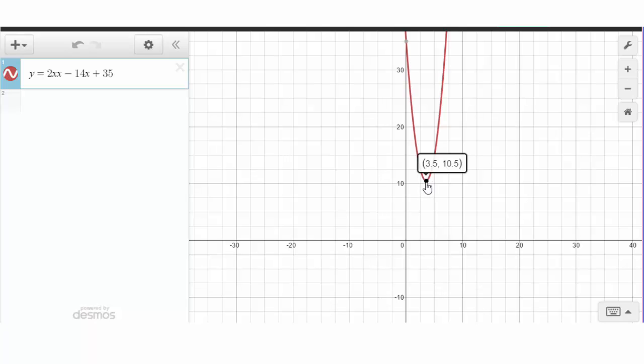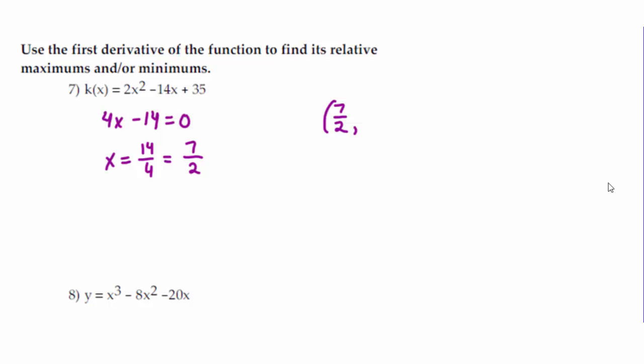So the point that we just found was 7/2. As a decimal, that's 3.5. So you can press trace and type in 3.5 and it will tell you that your y value is 10.5. And we can change that back to a fraction if we want to. And then is this a relative max or a relative min? Well, it's a relative min because it's down here at the bottom.